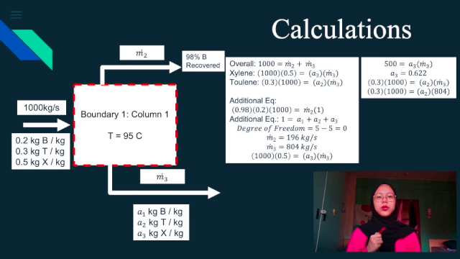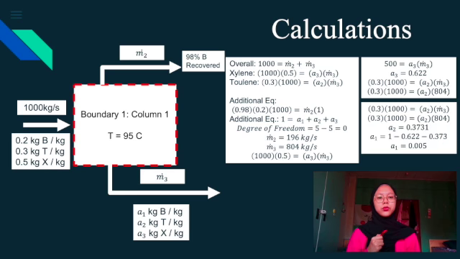Next, with the value of M3 we get from the previous calculation, we can use it to calculate the value of A3 from equation 2. And the value of A3 is equal to 0.622 kg xylene per kilogram. After that, by using the M3 value, we can solve for A2 by using equation 3. And the value of A2 is equal to 0.3731 kg toluene per kilogram.